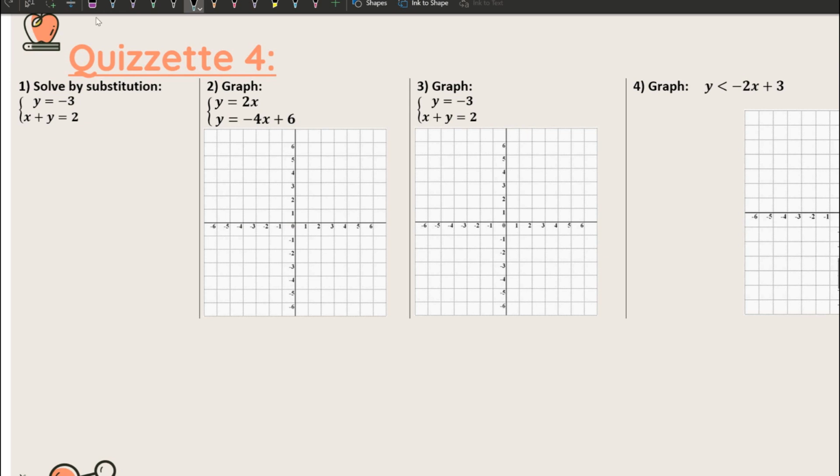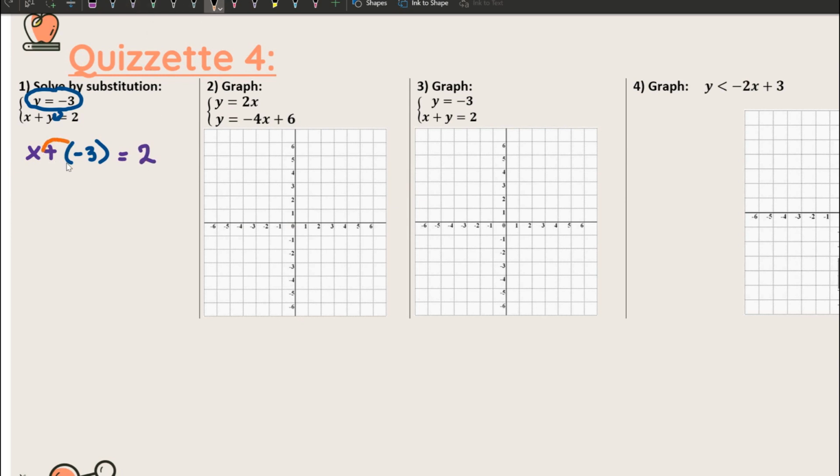Alright, problem 1: y equals negative 3 and x plus y equals 2. So we have a system of two equations. Which one of them is already assigned a value for y? Y equals negative 3. So we're going to plug that in place of y. You will have x plus negative 3 equal to 2. Then we're going to solve this problem.